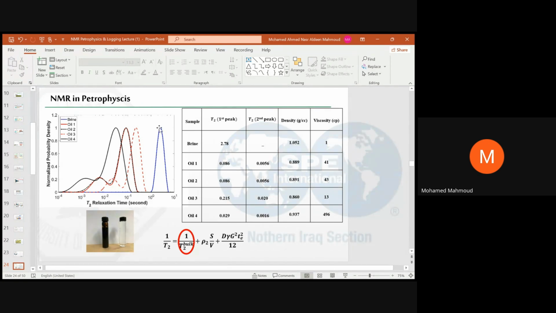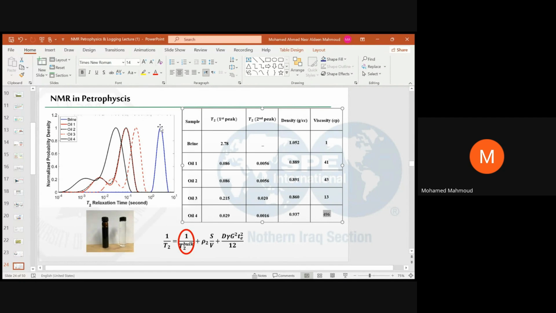Look at the brine, for example. It has the largest relaxation because the viscosity is 1. Look at this one: the larger the viscosity, the more it will shift to the left. For example, oil 1, which has a viscosity of 41, is this one. Oil 2 is very similar to this one. Oil 4, which is basically this one, is very viscous, so it goes to the left. So the relaxation is a function of viscosity. The higher the viscosity, the lower the relaxation time. So from this, we can get the viscosity of the fluid from the NMR.